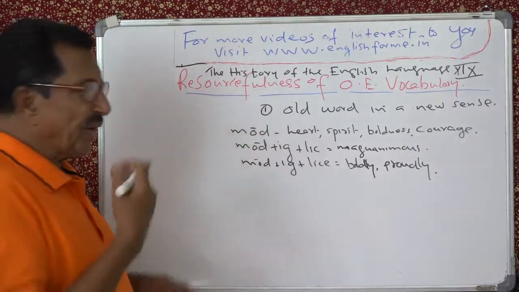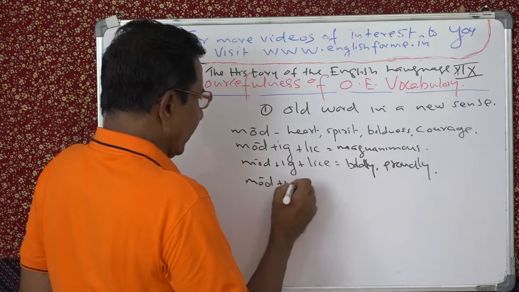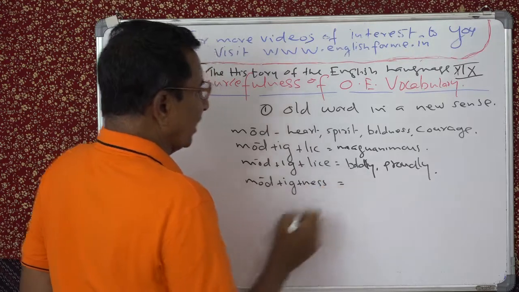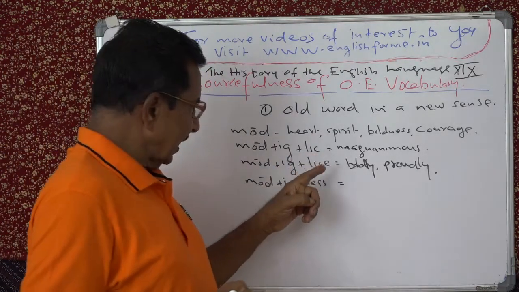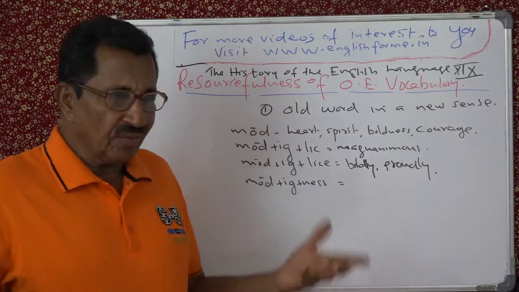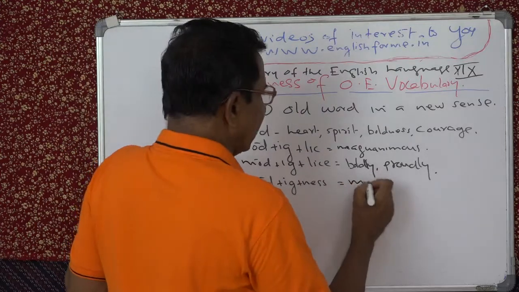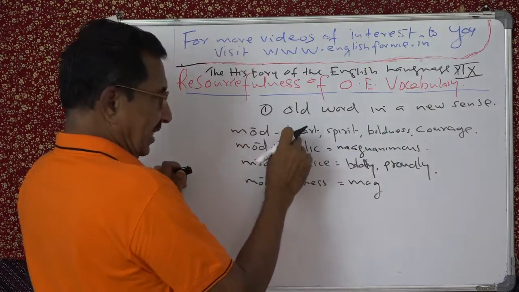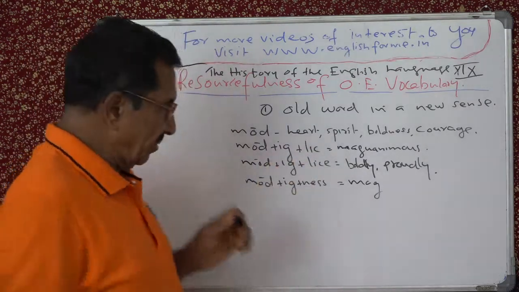And then they have modigness. Now you know this is a noun, this is an adverb, this is an adjective, this is an adverb. Now you have got a noun. What is that? Magnanimity. See that? Magnanimity. Because the word comes from heart. The suggestion comes from heart.